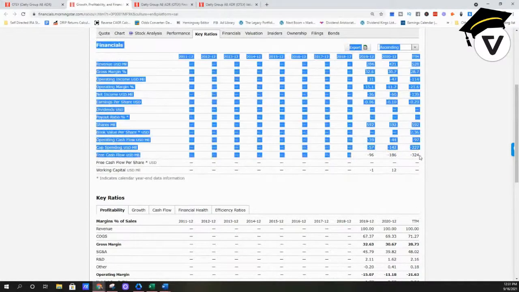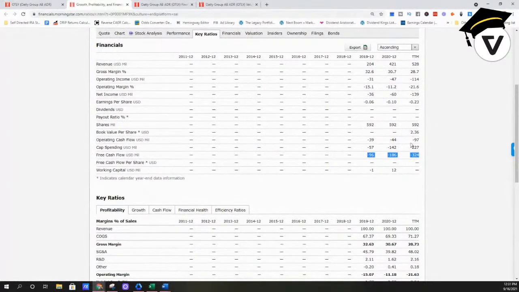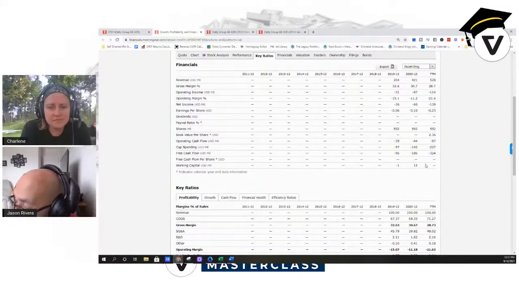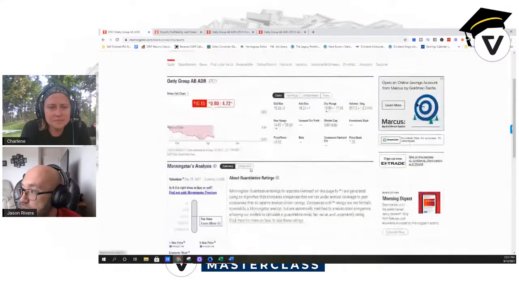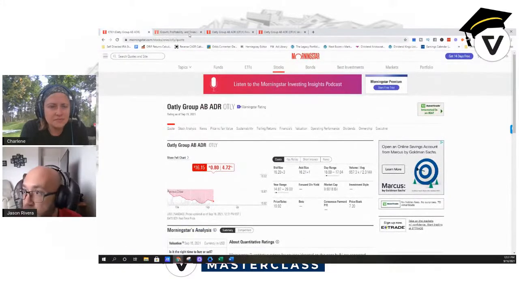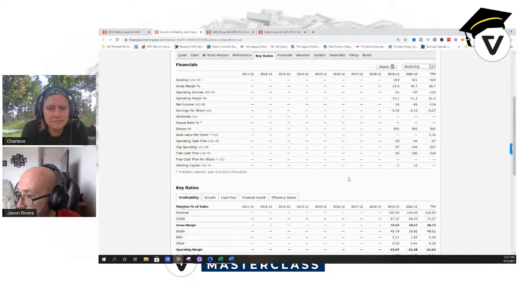You can see they're also not keeping up with controlling their costs, because their free cash flow continues to deteriorate, from negative 96 million in 2019 to negative 324 million in the trailing 12-month period. Again, they're a $9.6 billion company. That's not great.